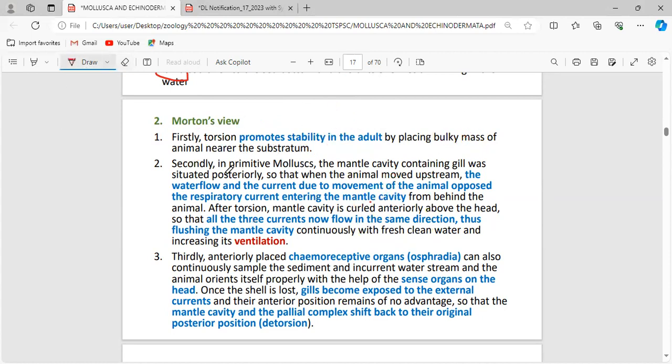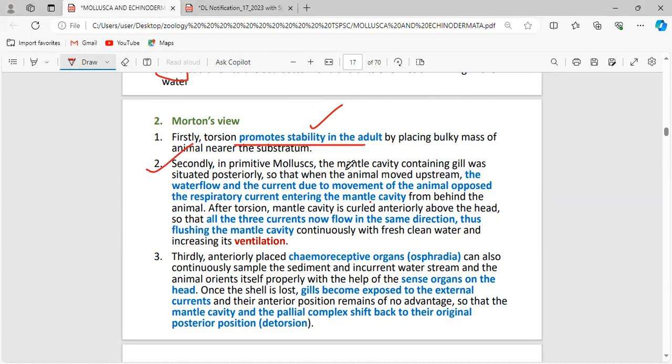Does anyone see that the snail will be attached to the wall, in any wall, during the rainy season? The main reason is to promote stability. The process of torsion is to promote the stability.